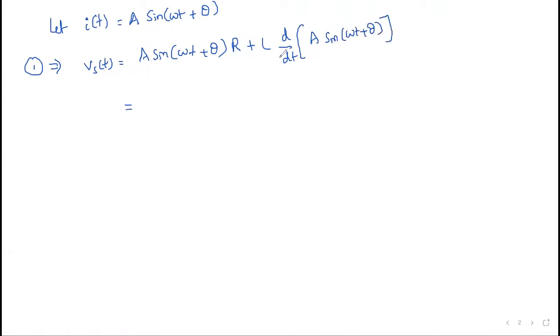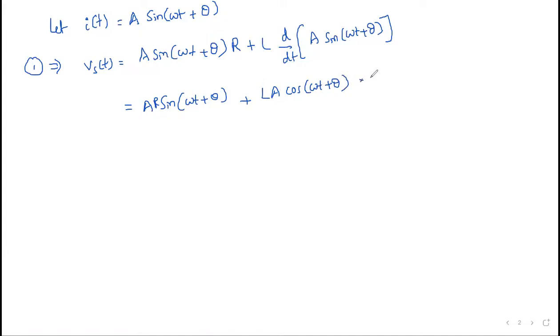Okay, now this we will simplify. We will differentiate this term with respect to time. Therefore, it is A into sine of omega t plus theta into R, plus L into A, we can take it out. Then d by dt of the sine function will give cos.